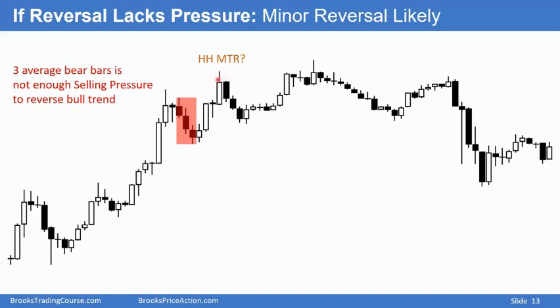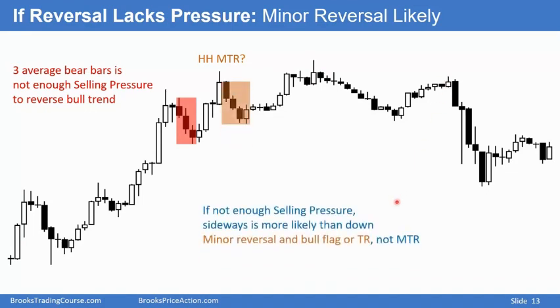Is this a higher high major trend reversal? This is probably not enough selling pressure. The bull trend probably will have to transition into a trading range. And during the trading range, the bears can accumulate a lot of bear bars. After that, they have a chance at a major trend reversal. Not enough selling pressure, sideways more likely than down. Minor reversal, probably into either a bull flag or a trading range.